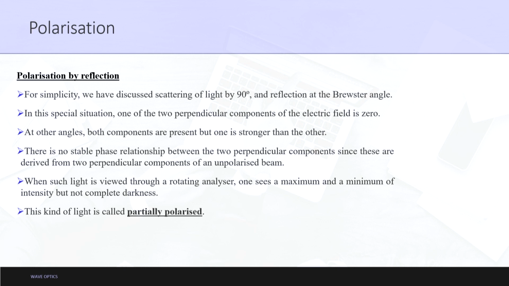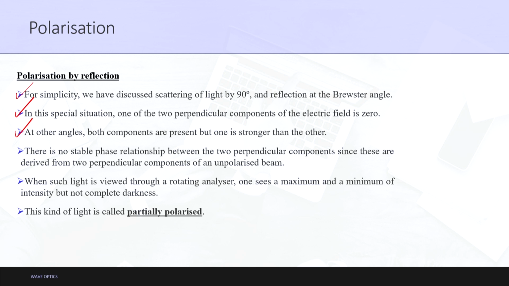For simplicity we have discussed scattering of light by 90 degrees and reflection at the Brewster's angle. This is just the explanation of the previous part, where reflection is being done and Brewster's angle is being achieved. Please make sure Brewster's angle is only applicable when the angle between the reflected and refracted light is 90 degrees. In this special situation, one of the two perpendicular components of the electric field is 0, quite evident because the polarization has happened. At other angles both components are present, but one is shorter than the other. So, this is the theoretical part again.